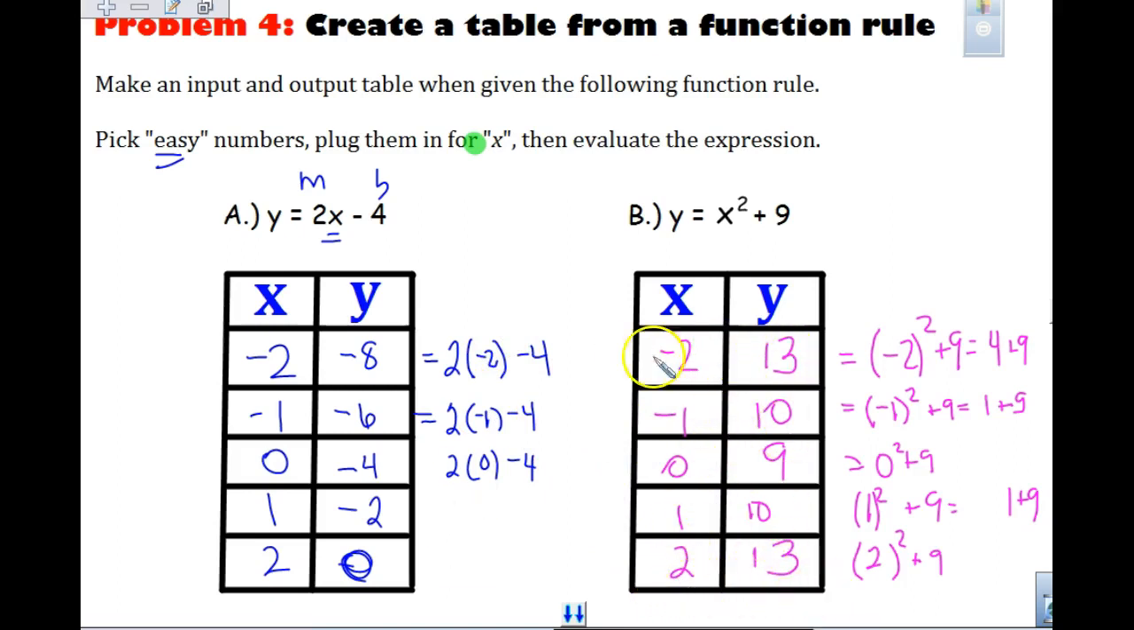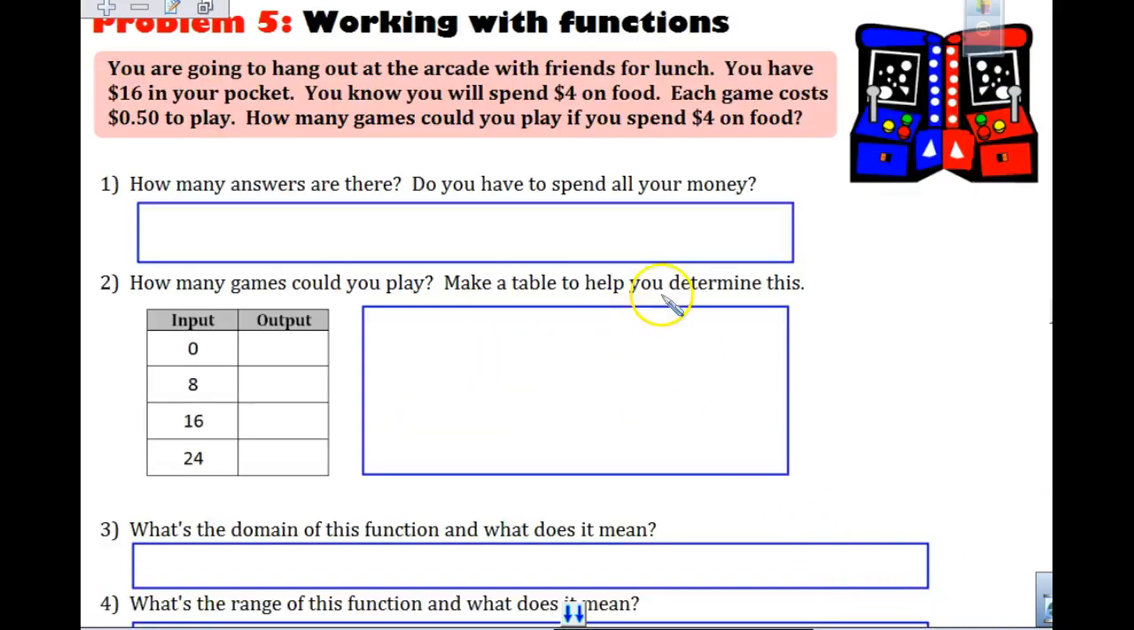Does it matter that 2 gives us 13 and negative 2 gives us 13? No. They both give us a unique outcome. Okay? So this one is going to be what we're going to talk about being linear. That second one is not.